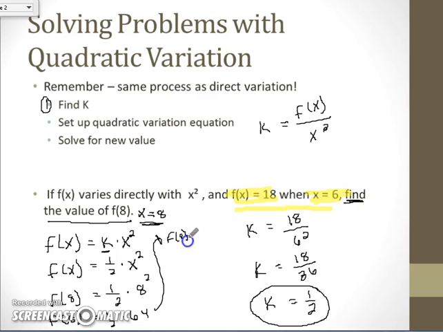And f of 8, when you actually multiply 1/2 times 64, you end up with f of 8 equaling 32. So when x equals 8, the f of 8 value is 32 for this quadratic variation. And it helps to go through these steps. So our step 1, when we first found k, we figured out that k equals 1/2. Our second step, we set up our equation. This is step number 2 here. And then our third step was to solve for the new value. So we substituted in that value of 8 here.